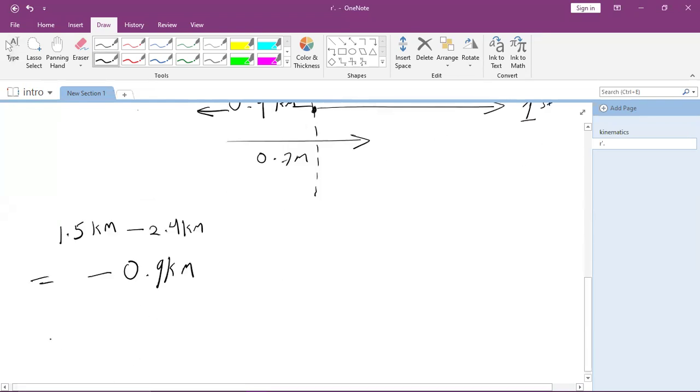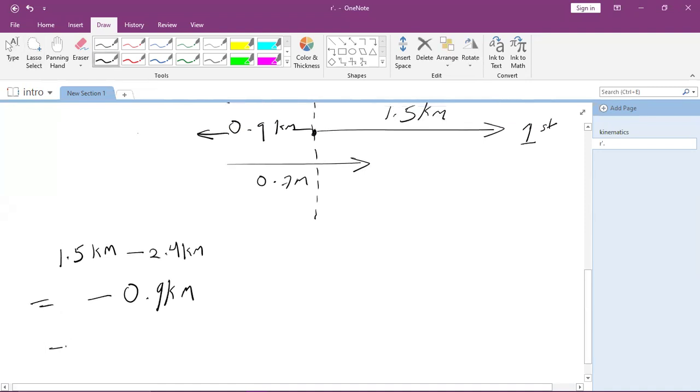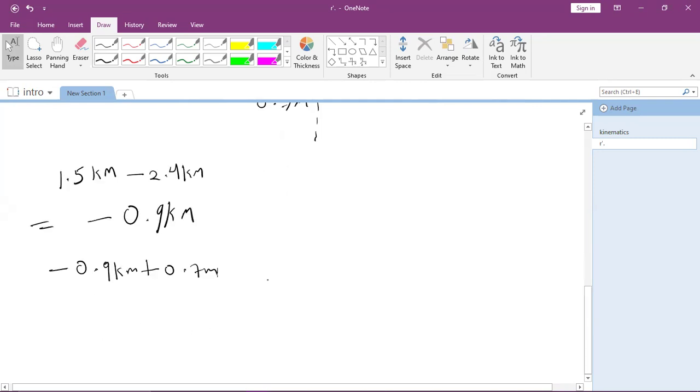Then what we'll do again is that we'll now add that minus 0.9 plus 0.7. Why is it plus? Because she is going in the positive direction. If she went further in the west or in the negative, we would have used minus. Do you understand? Okay. So what does this imply?